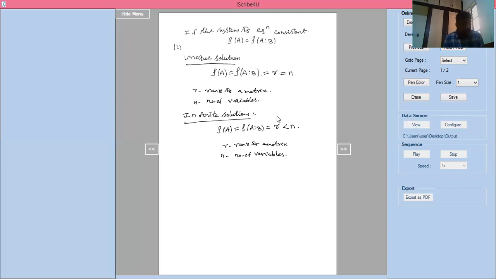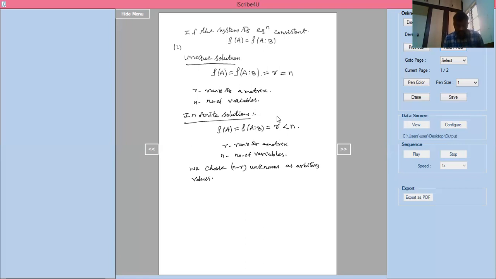In this case, we choose N minus R unknowns as arbitrary values. We choose N minus R values as arbitrary values.